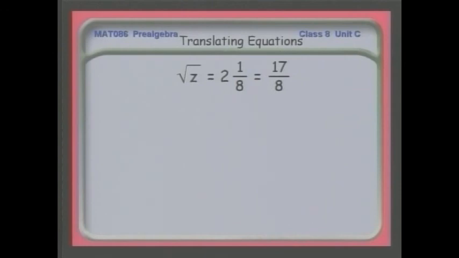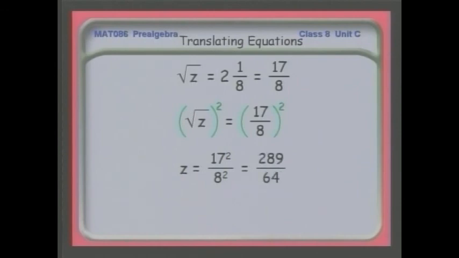It's easier to do this if I change that 2 and 1/8 to an improper fraction. I'm going to do that. Then I'm going to square both sides in order to get z. Remember that the square root of z times the square root of z is equal to z. I'm squaring both sides of that equation. The square of the square root is the thing itself, and I get then that z is equal to 17 squared over 8 squared, or 289/64. Let me now change that to a mixed number, and I finally get the result that z is equal to 4 33/64.